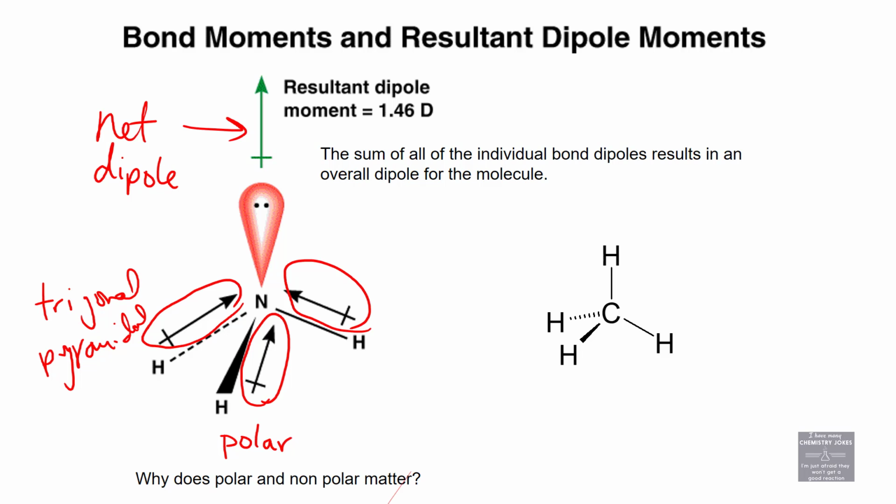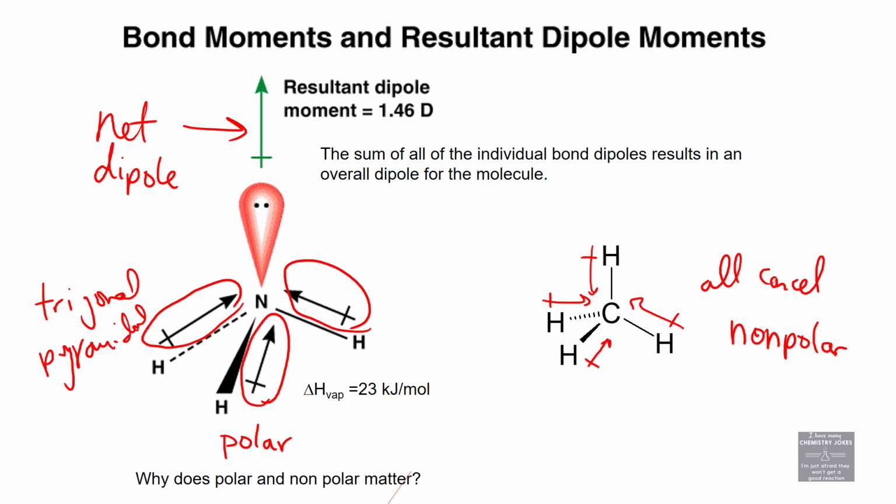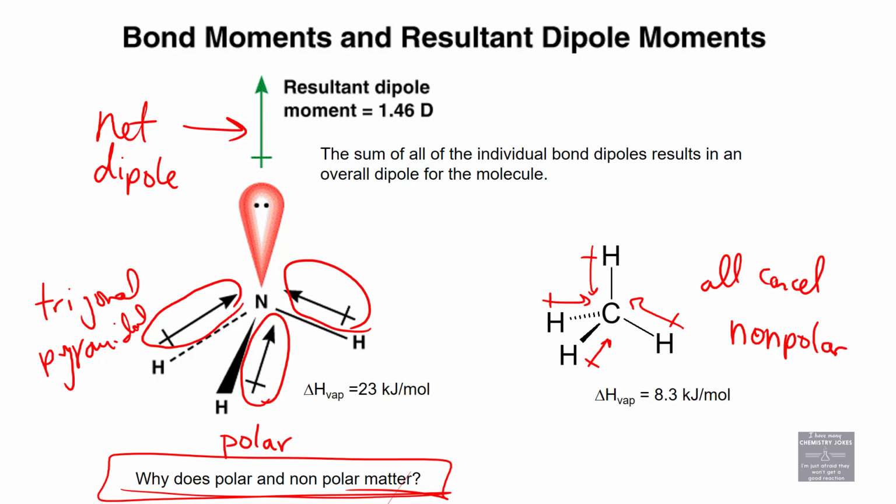Okay, so if we're talking about methane over here, CH4, does it have a bond dipole? Yes. Hydrogen is slightly less electronegative than carbon, so there's a bond dipole along all of these pointed toward the carbon. Do all four of those vectors cancel out? When you add those four vectors together, they all cancel. And because they all cancel, we would call this molecule nonpolar.